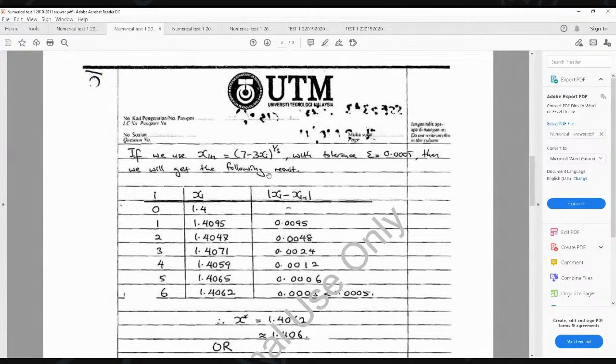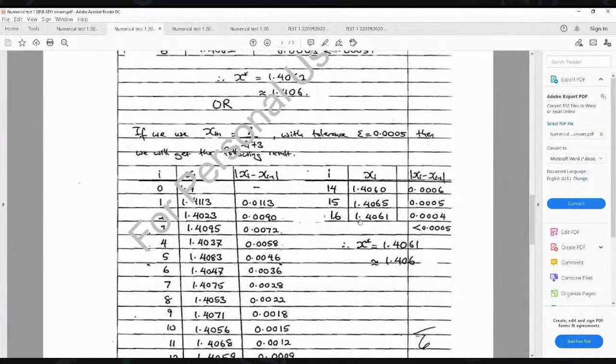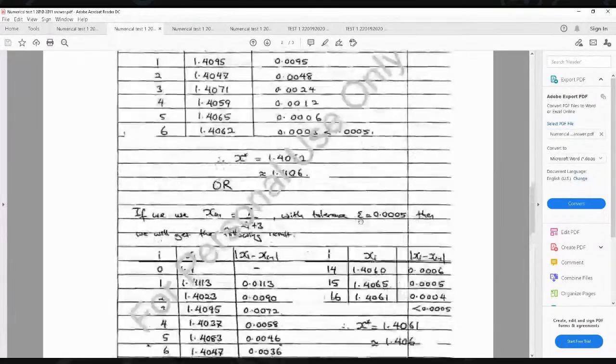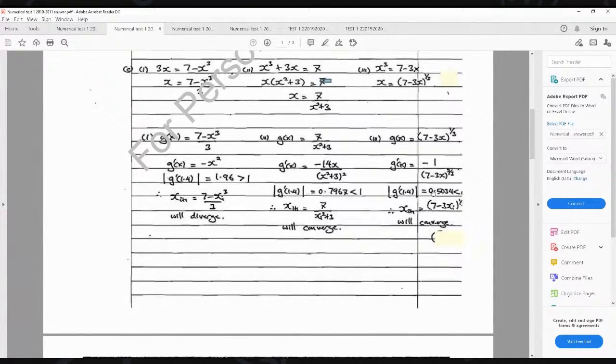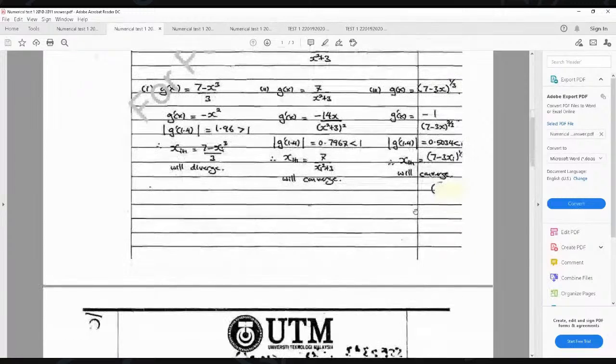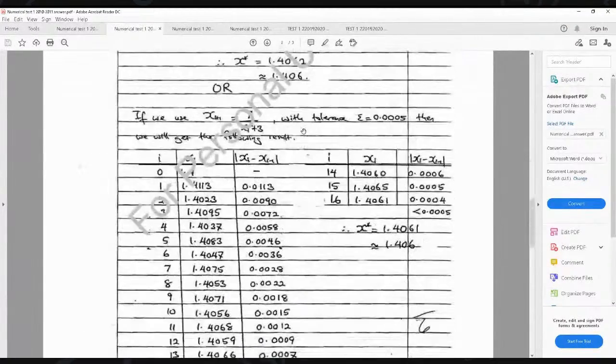The first equation converges at iteration 6. The other one converges at iteration 16. So the answer is 7 minus 3x, which converges much faster compared to the alternative G. All right, so this is the way we solve this problem.